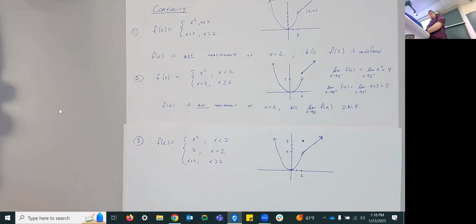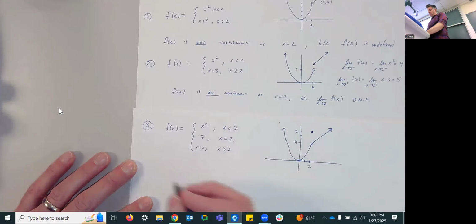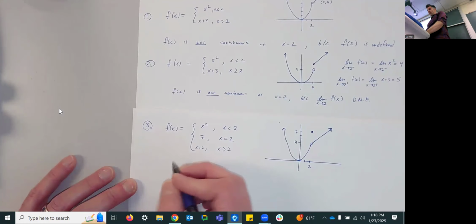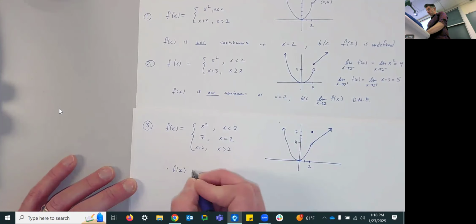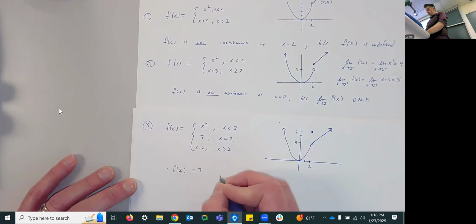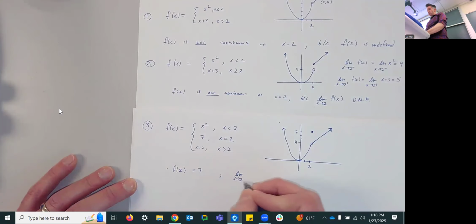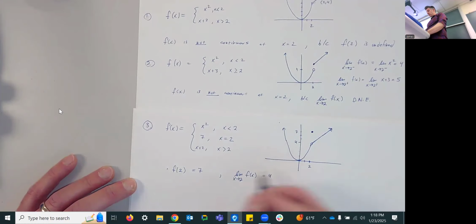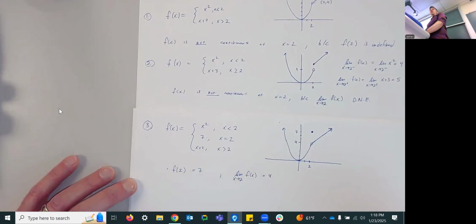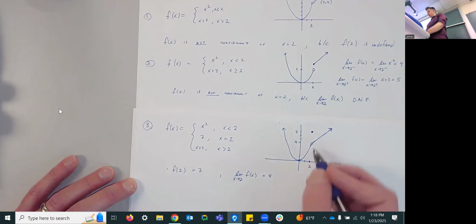Again, visually, this doesn't look continuous, right? We couldn't just draw it all in one go. I'll point out that f of 2 exists. It's equal to 7. The limit as x approaches 2 of f of x exists. It's 4 from the left, it's 4 from the right, so the limit is 4. But those values aren't equal to each other. And since they're not the same, we end up getting this jump here.